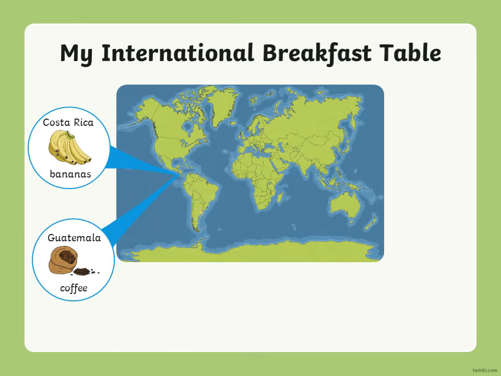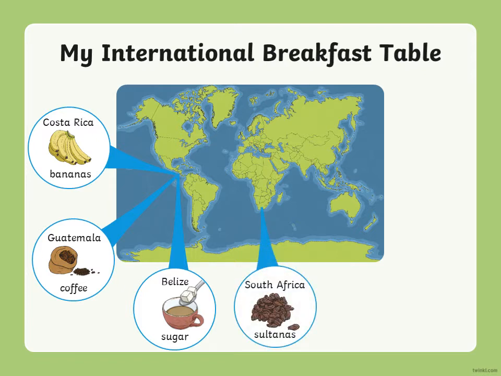region here. We have got Belize. Sugar is grown here, sugarcane. That is a country next to Guatemala in Central America. We then cross over to Africa, this continent here, and we go to South Africa. And sultanas are grown in South Africa.